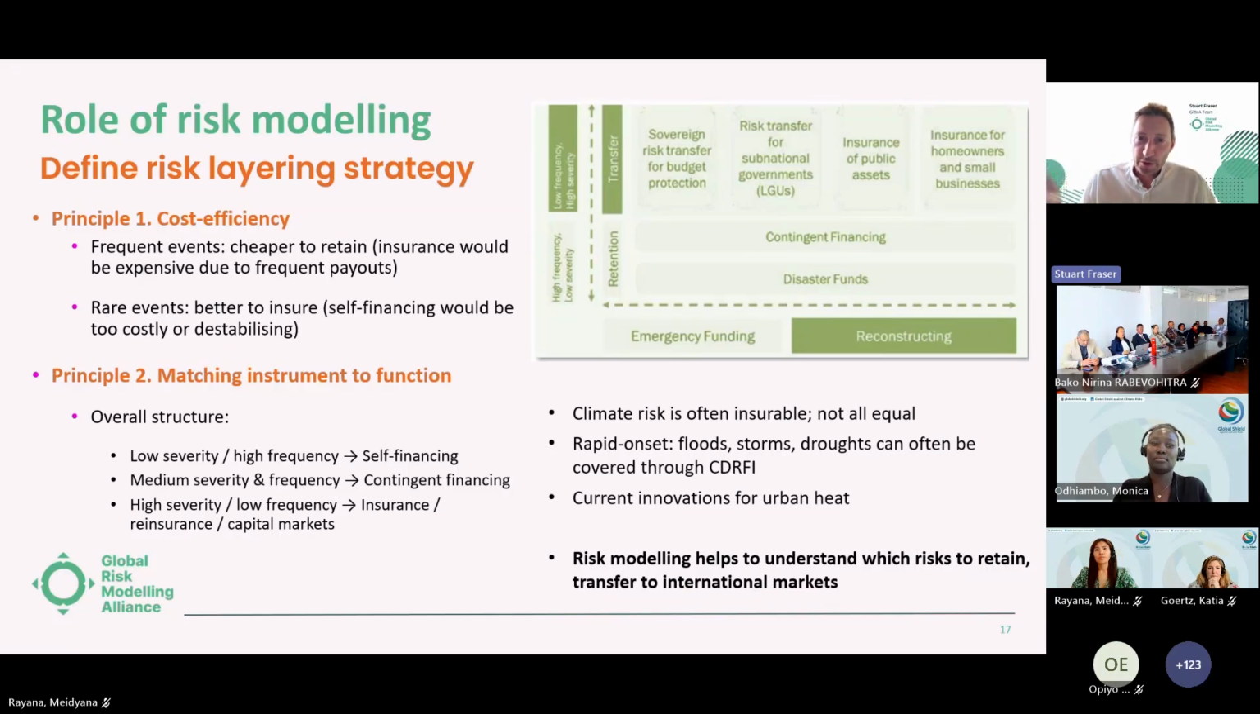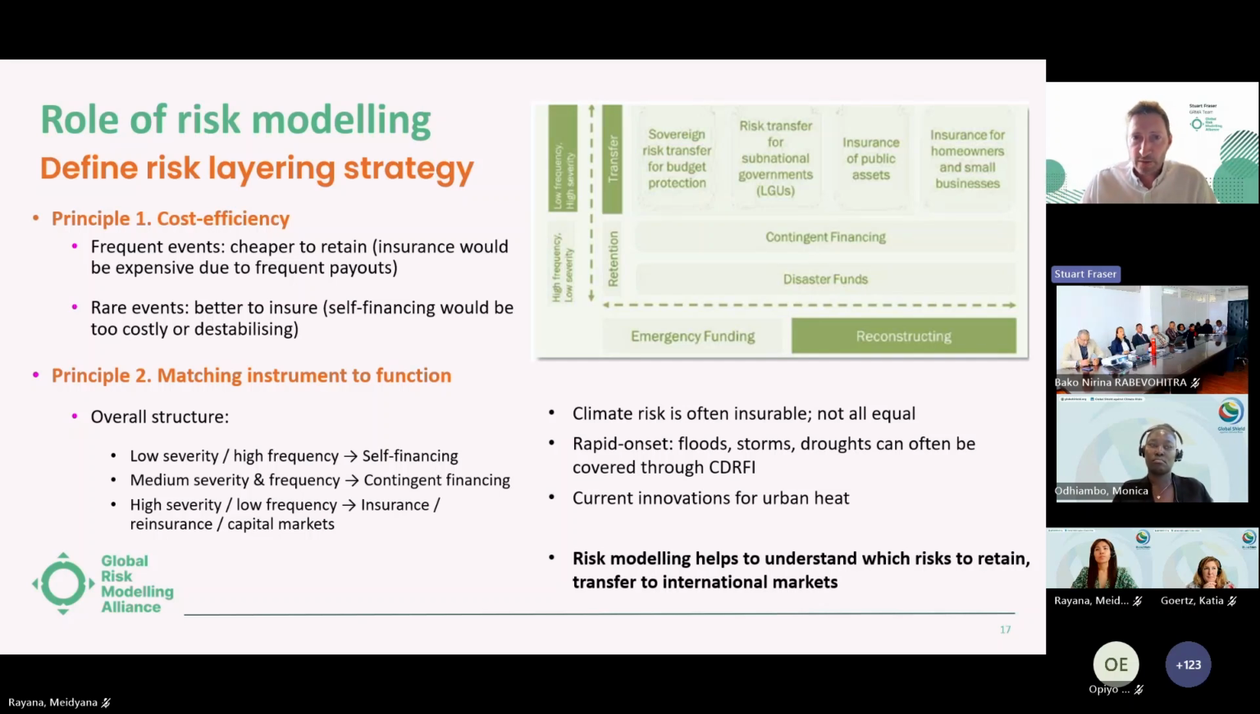So you start to introduce other sources of financing to help the government pay for the response and the reconstruction of those events, so that the government's not having to take funding from the education budget or the health budget and move money from other areas. And as you go up to the more extreme events, you can transfer that risk to the international markets.